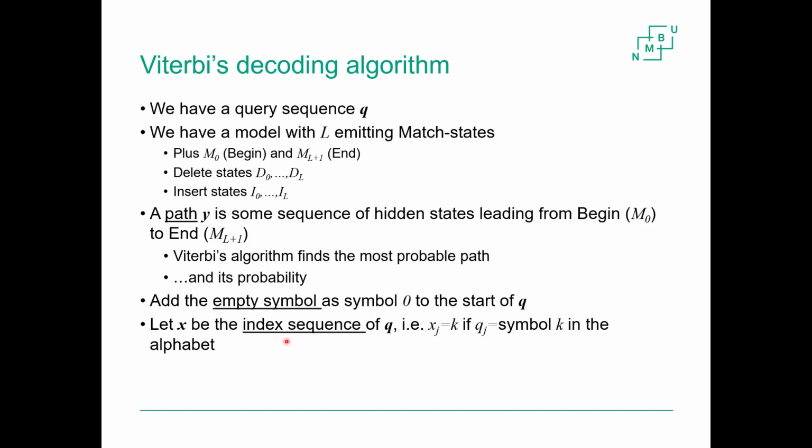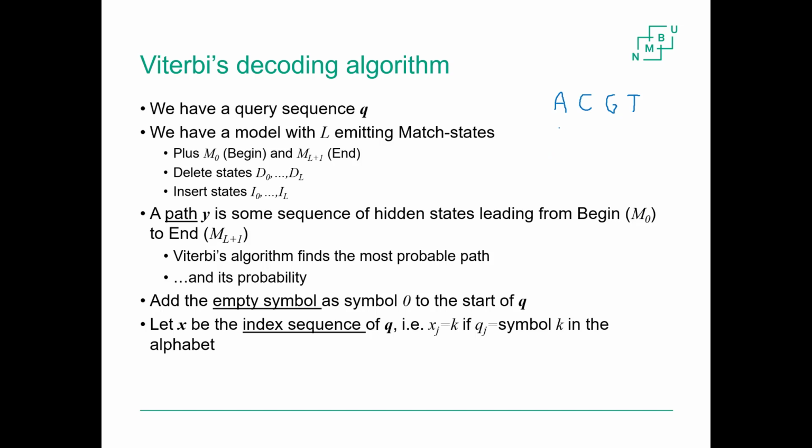Also, let X be the index sequence of our biological sequence Q. And what do I mean by an index sequence? We say that Xj, the element number j in X, is a K if the corresponding symbol in Q is symbol number K in the alphabet. So let me explain this. We have an alphabet, right? In our case, let's say we have the DNA alphabet. So let me just write the symbols here. And usually we write them in alphabetical order, but that's not really required. It can be in any ordering we like, as long as we stick to one ordering.